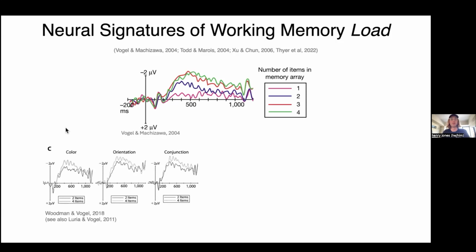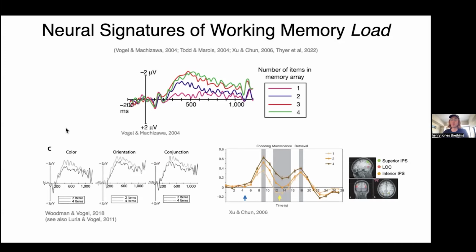In this example from Woodman and Vogel, they found that the CDA increase when going from 2 to 4 colors was similar to when you went from 2 to 4 orientations and colored orientations, even though in that last case, you're doubling the amount of feature information that you have to maintain. Other groups have found similar signals in fMRI, like Todd and Marois and Xu and Chun, that also seem to scale up until behavioral capacity limits.